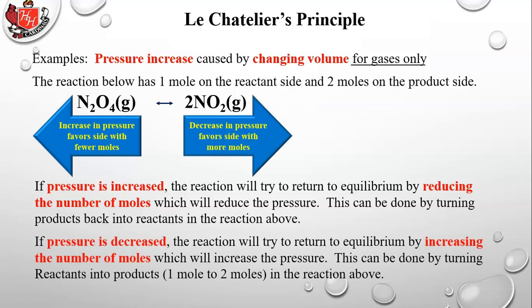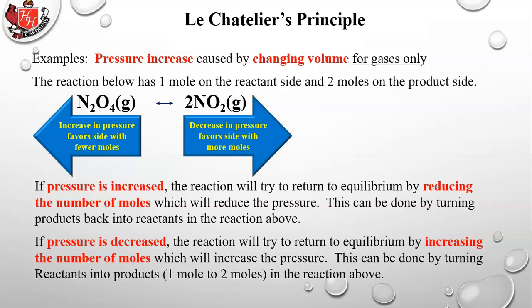If the pressure is decreased, then the reaction is going to say, I'm not happy because there's not enough pressure in this vessel. So it will try to return to equilibrium by increasing the number of moles. If it increases the number of moles, that would increase the pressure. Okay, so in that case, it wants to move from the left to the right, from 1 mole of N2O4 to 2 moles of NO2.